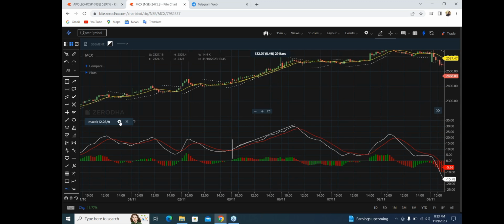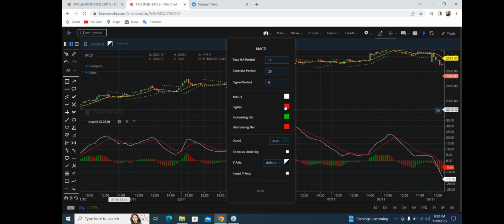Kalai Selviji, white is the MACD line, the red line is the signal line. You can take a screenshot. Whenever the MACD line is crossing the red line, that is the signal line, from bottom to top, then it's bullish.